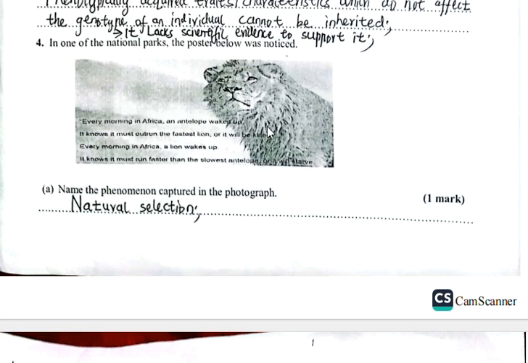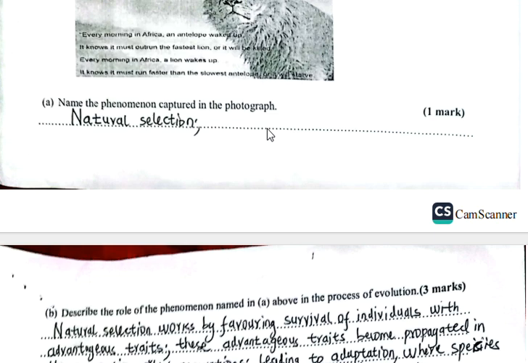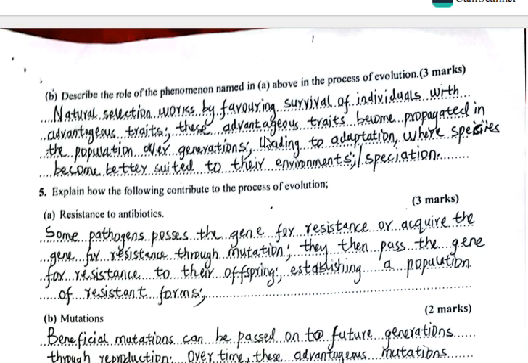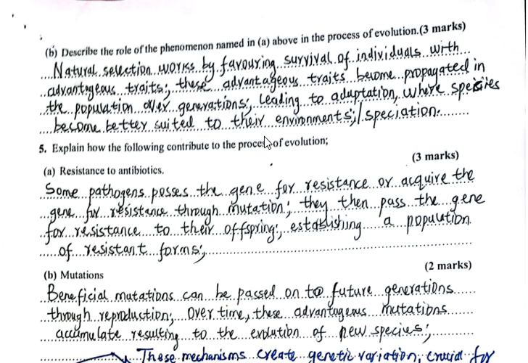Name the phenomenon captured in the photograph, and that is natural selection. Describe the role of the phenomenon named in A above in the process of evolution. 3 marks. Natural selection works by favoring survival of individuals with advantageous traits. And those with advantageous traits become propagated in the population.